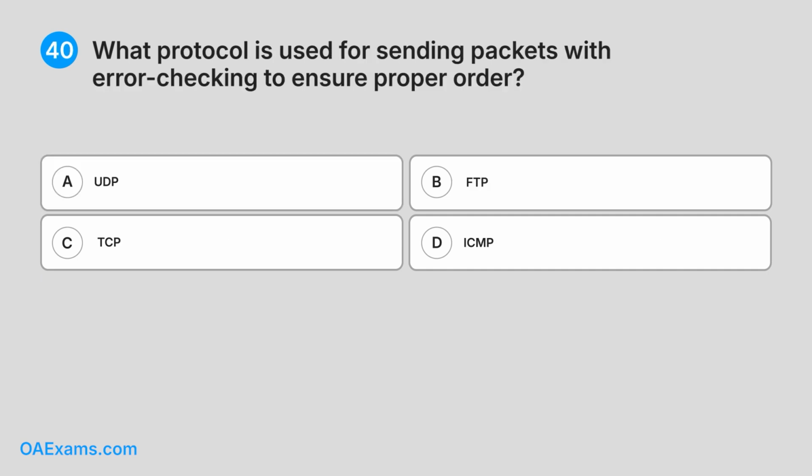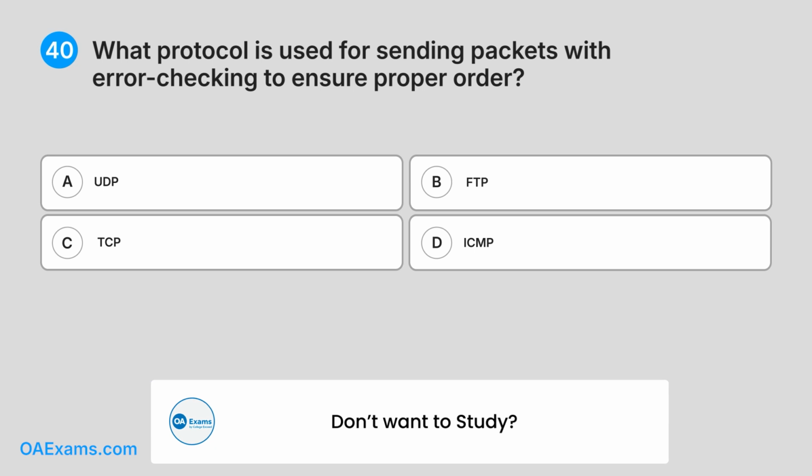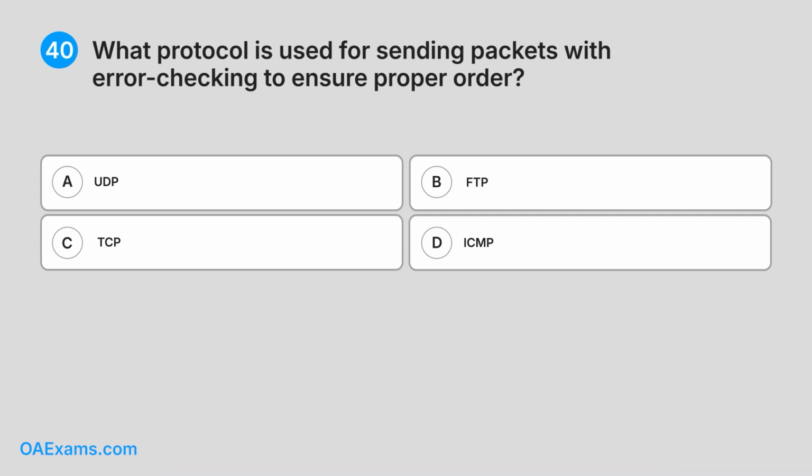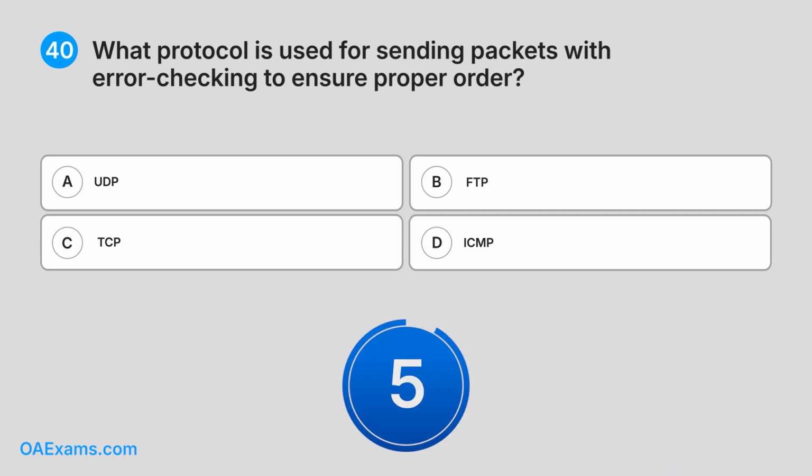40. What protocol is used for sending packets with error checking to ensure proper order? A. UDP, B. FTP, C. TCP, D. ICMP. What do you think is the answer?